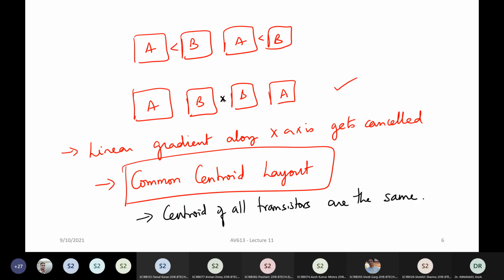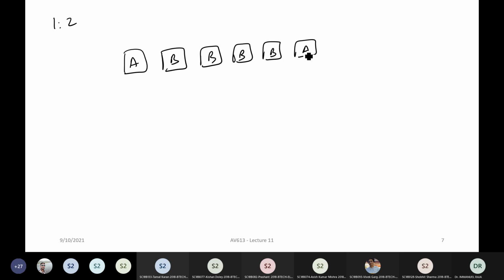Now, when you have a large circuit, with multiple transistors being mirrored to, you have to think a little bit and do a more careful layout. Many times there will also be a certain ratio. For example, if you have a 1:2 ratio, now what will you do? You'll have A, then B, B, B, B, and then A.